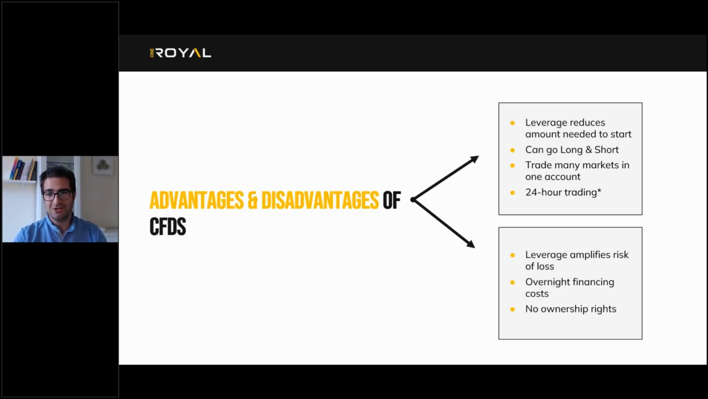There is also another disadvantage, which is the overnight financing cost. What we mean by this is, if you leave a trade overnight, then you should pay an overnight fee, which we also call the rollover interest fee. So you will pay it if you leave a trade overnight. Next, we said before that you will not have any ownership when you trade CFDs. So you will not own the underlying asset.